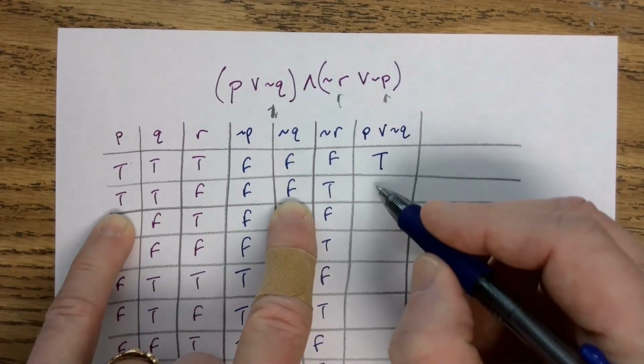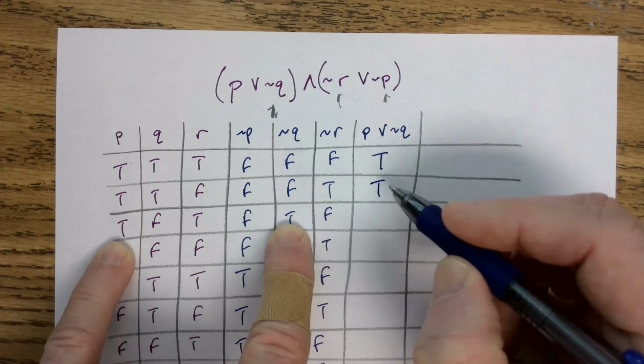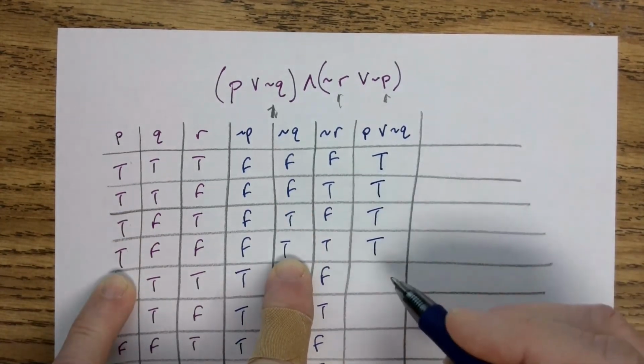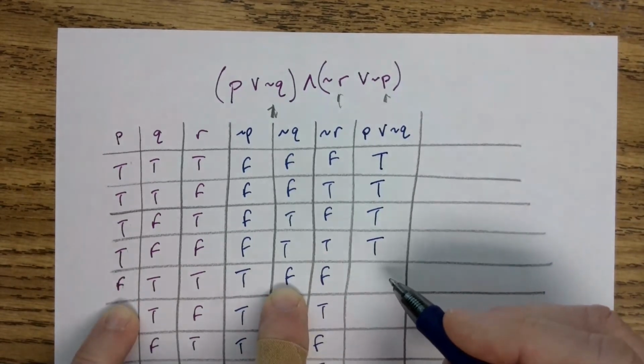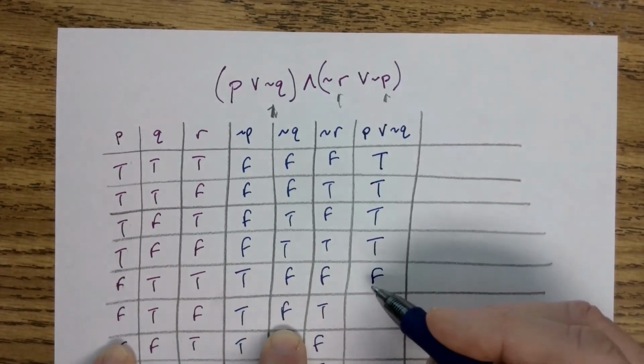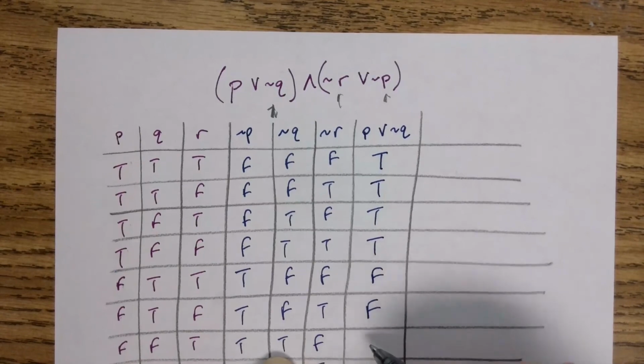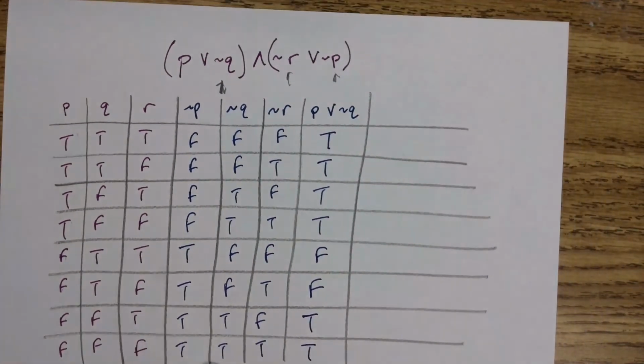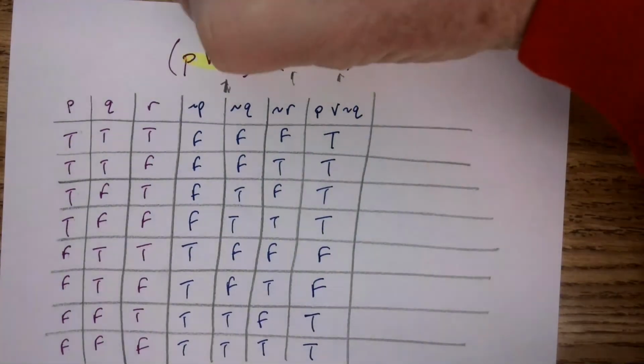The next one. True. The next one, it would be true. Next one, it would be true. I'm looking at the wrong one. True. Next one, then it would be false. Good. Then it would be false. Good. Then it would be true. Good. And then it would be true. Good job. Perfect. Fantastic. You're awesome. Okay, so now we got the left side of the main connector right there.